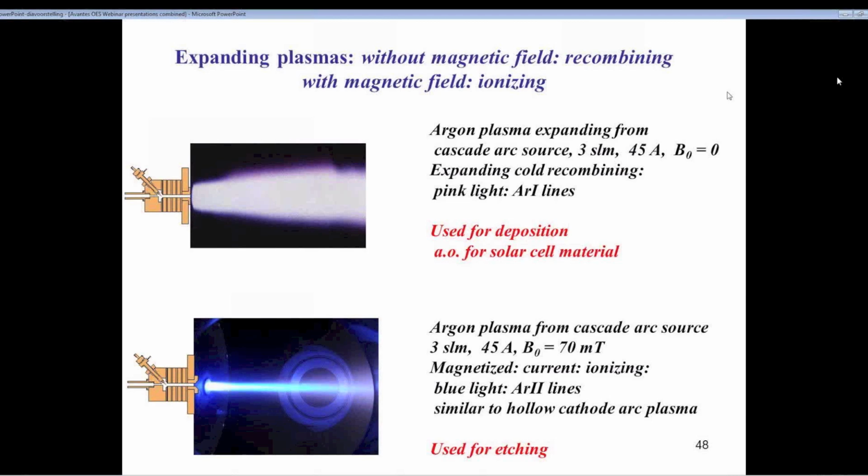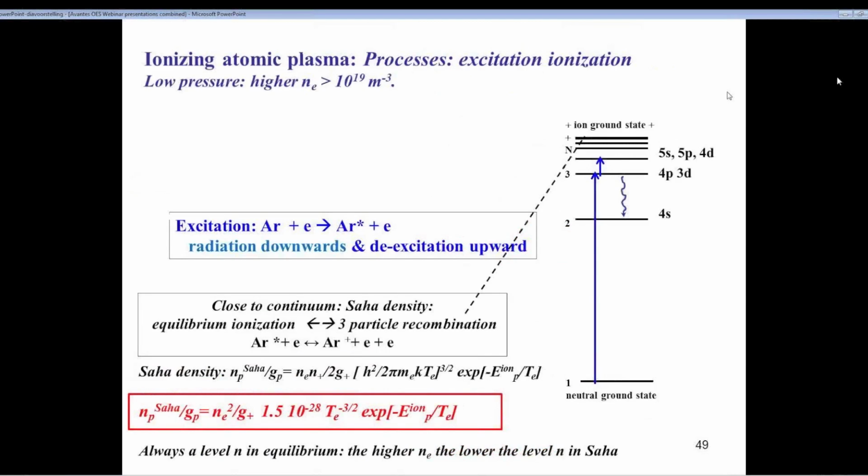On the lower side, we have applied a magnetic field. Now the current can also exist outside the arc, and therefore there's dissipation, and the plasma is considerably hotter, and we see blue light and argon-2 lines. And we will start with this plasma to use some spectroscopy.